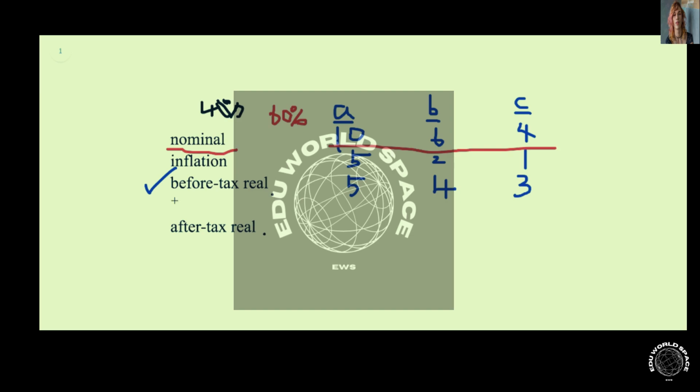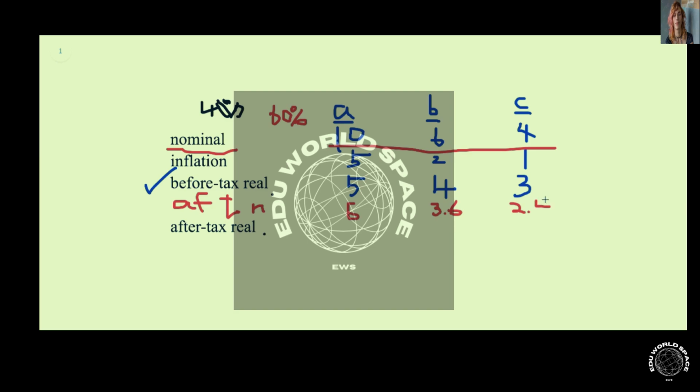So I will write it here as the after-tax nominal. So 60% times 10 is 6. 60% times 6 is 3.6. And 60% times 4 is 2.4.